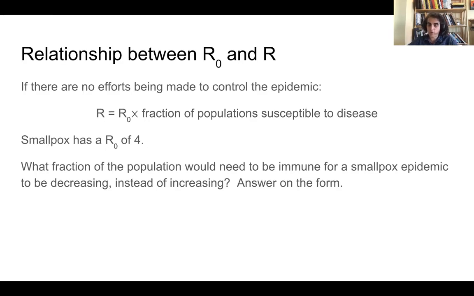So I want you to think about this for a moment. Let's say smallpox has an R0 value of 4. Then what fraction of the population would need to be immune for a smallpox epidemic to start to be decreasing instead of increasing? I want you to think about that and answer on the form.